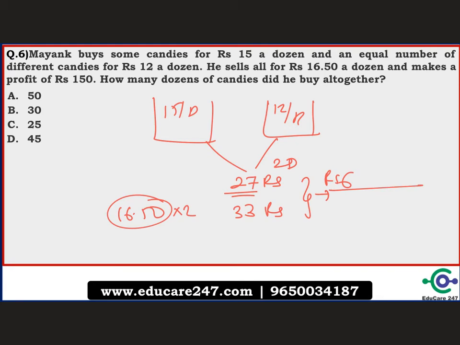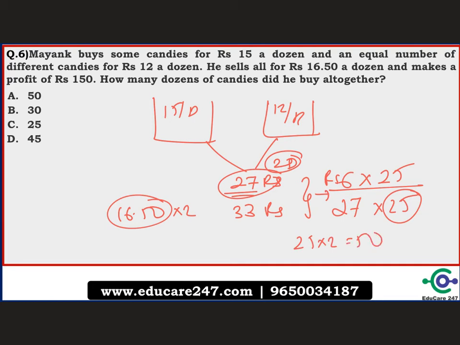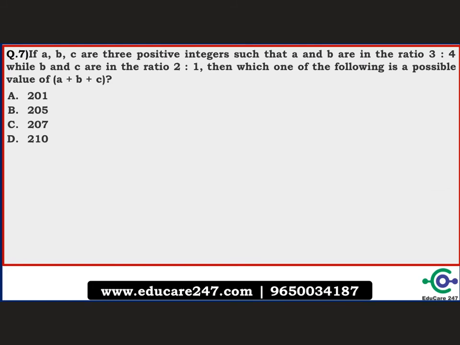Since he makes a profit of 6 rupees on an investment of 27, and the overall profit that he has made is 150. So 150 means 6 into 25. So 25 times he has made a profit of 6 rupees, hence the investment is also multiplied by 25. For each investment he makes, he buys 2 dozen. So 25 times he has made the investment, so it is 25 into 2 dozens, which is 50 dozens. Hence the correct answer over here is option number A, which is 50 dozens. So again, a very easy question.